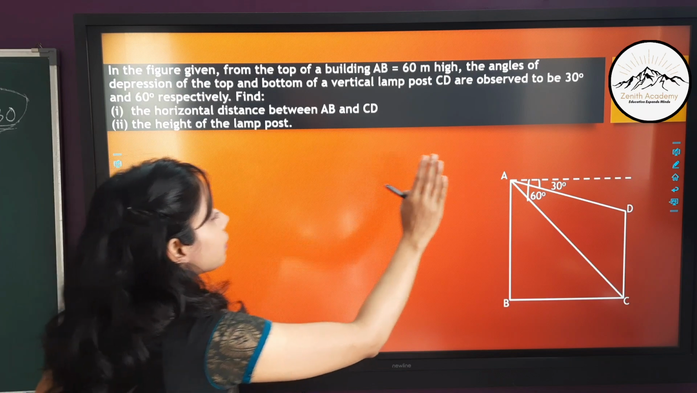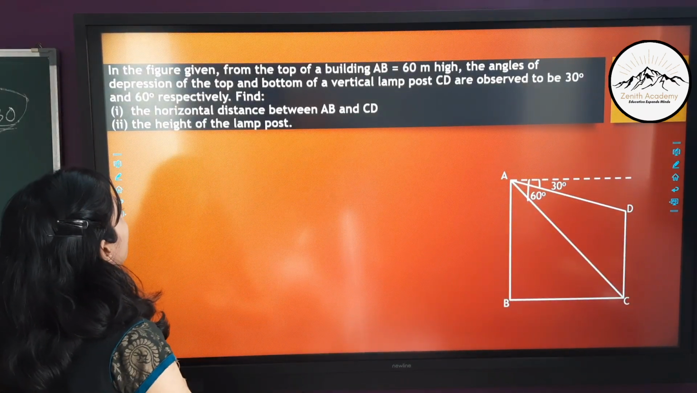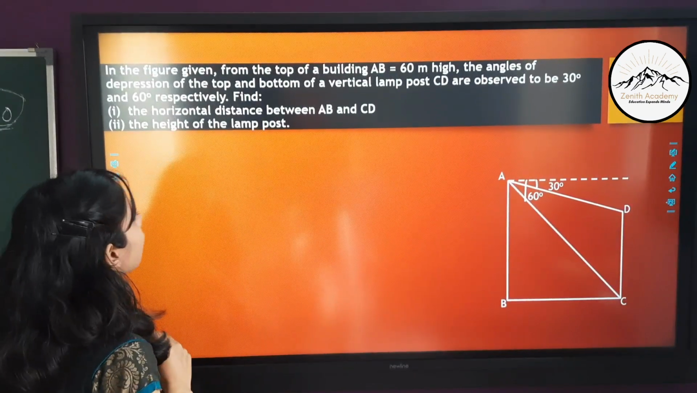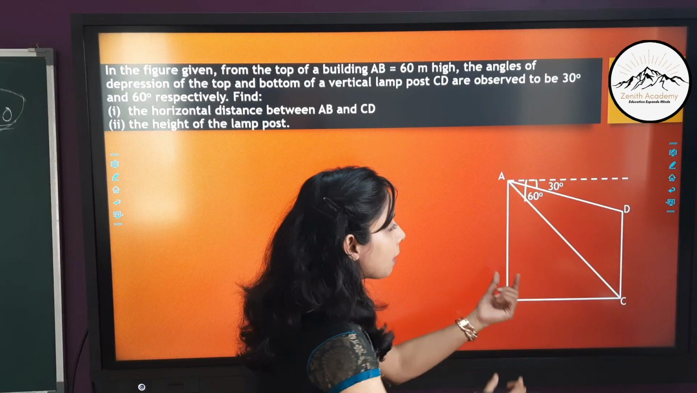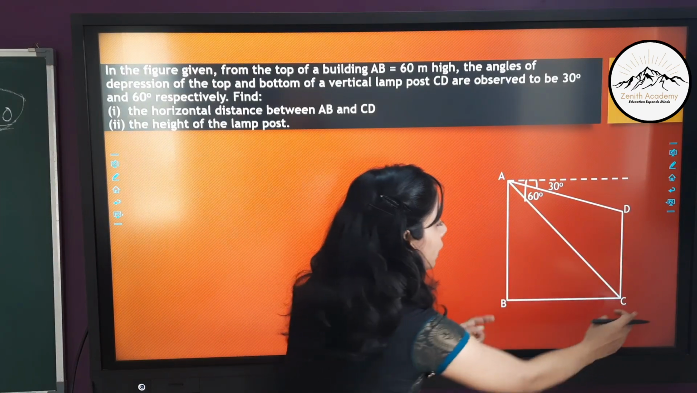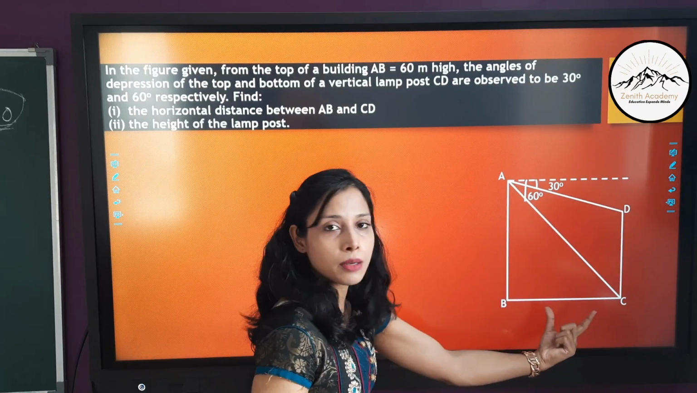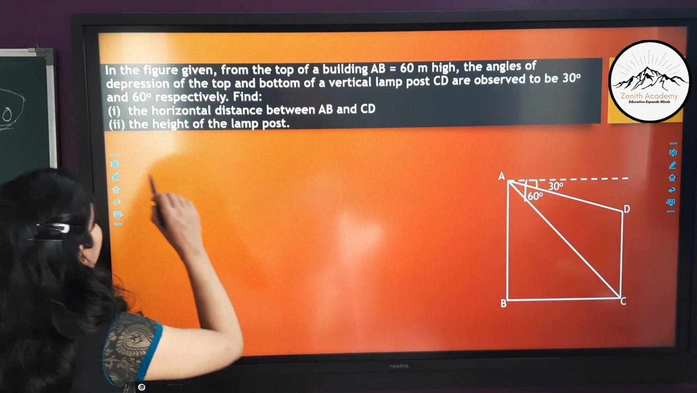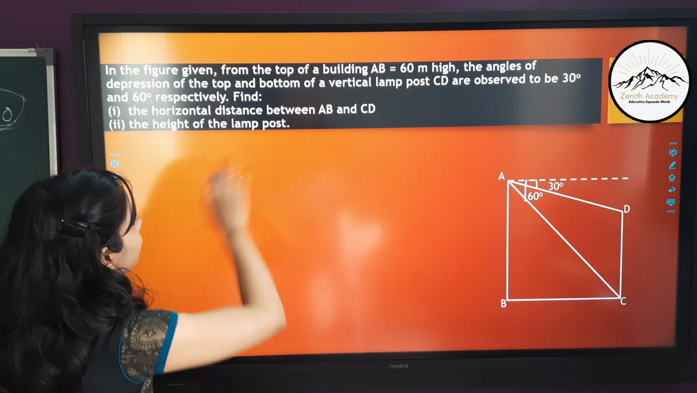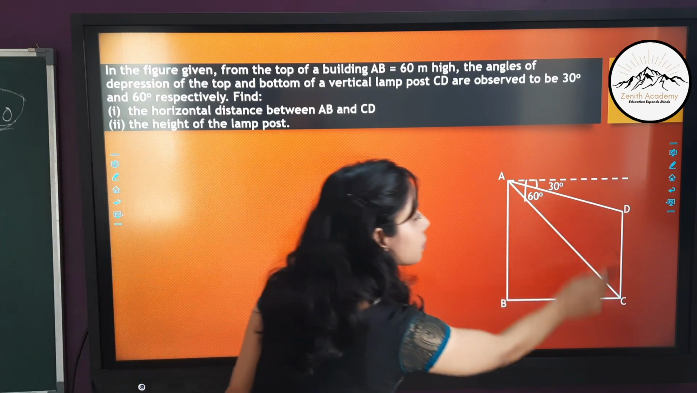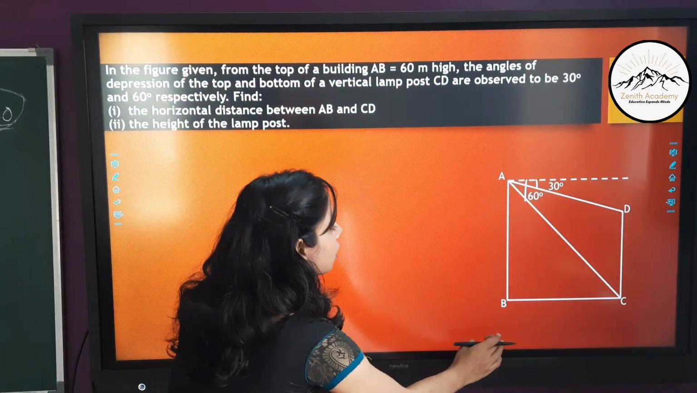These are observed to be 30 degrees and 60 degrees respectively. So what we need to find is the horizontal distance between AB and CD. This building AB and this lamppost CD, we need to find the distance between them, that is this points marked BC. And the second part what we need to find is the height of the lamp post. The lamp post is represented by CD, so we need to find the measure of CD.